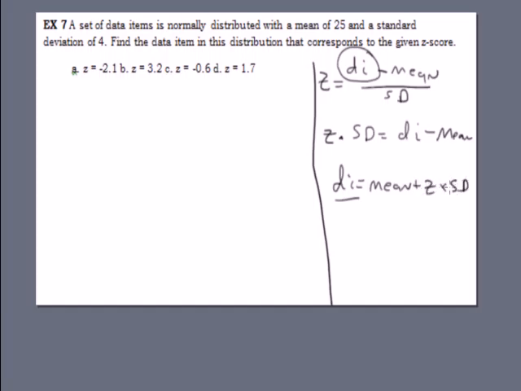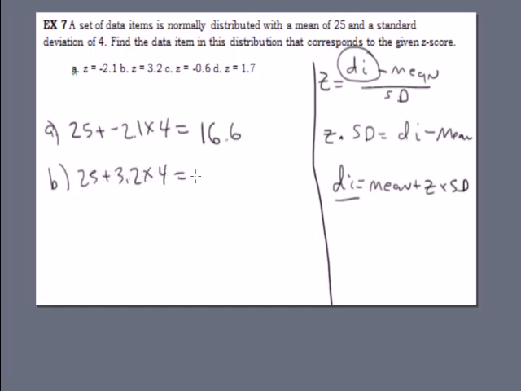So the data item should be the mean plus the z-score times the standard deviation. So looking at A, if I want the data item that's 2.1 standard deviations below 25, that item would be 25 plus a negative 2.1 times 4, which is 25 plus negative 8.4, which is 16.6. In B, 25 plus 3.2 times 4, that's 25 plus 12.8, should be 37.8.